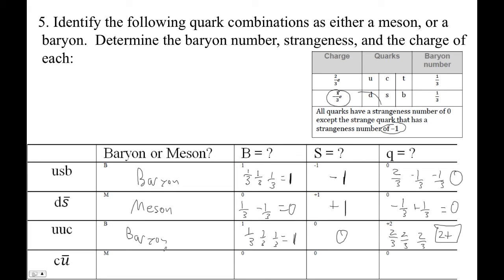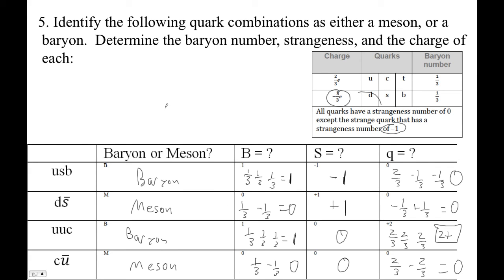It's crazy. And you can look up what these guys are, what we call them. There it is, right? And then charm anti-up is definitely a meson, right? Because it's going to be a 1/3, -1/3 baryon number. So meson. All right. And then the strangeness. Well, none of those are strange, so there's no strangeness, right? And then the charge on this guy: charm is 2/3, and then anti-up is -2/3. That is 0.